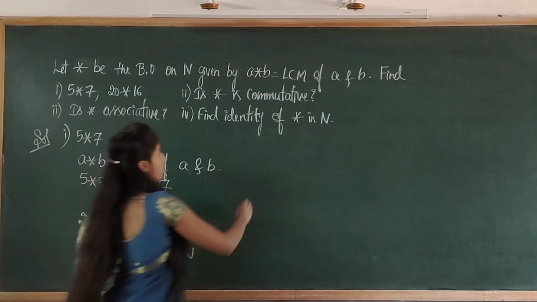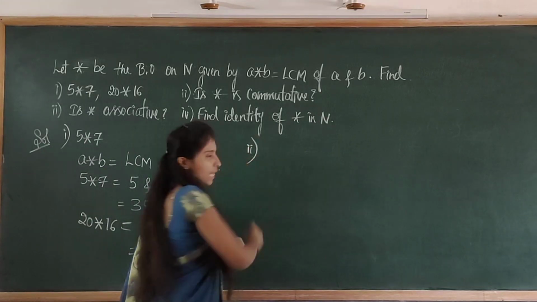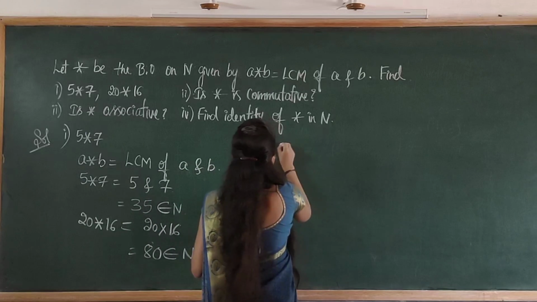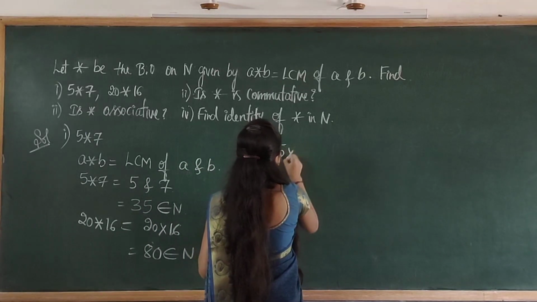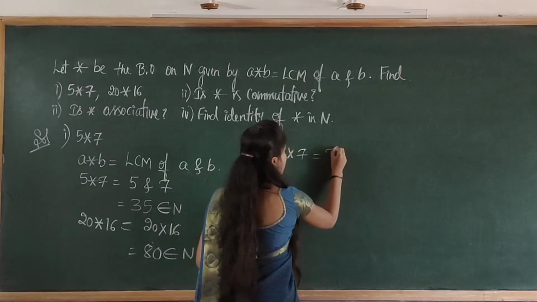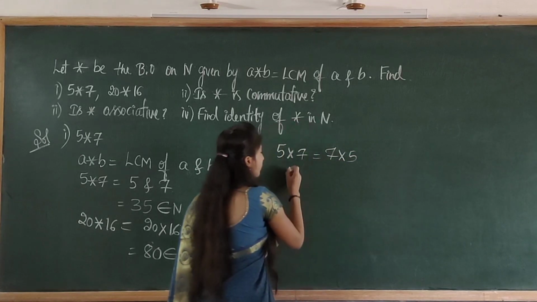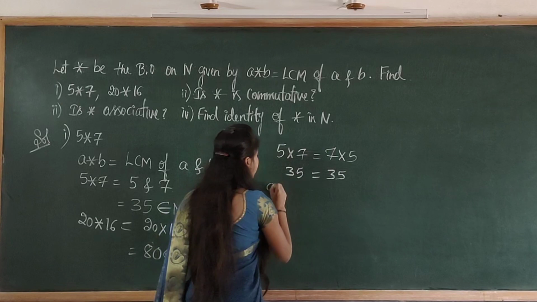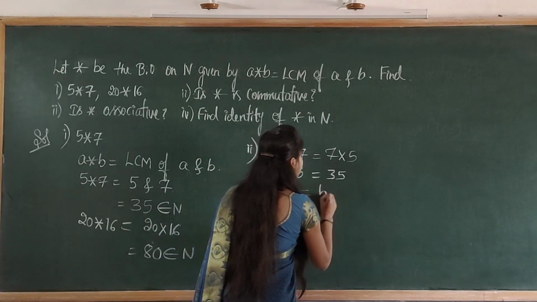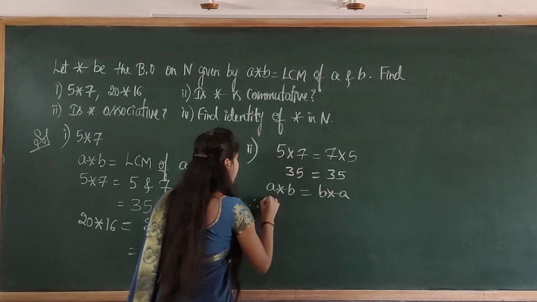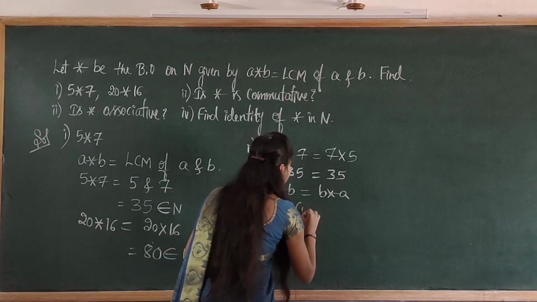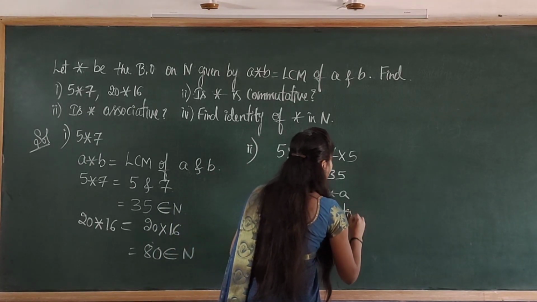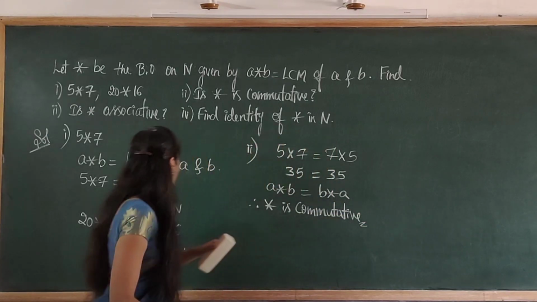Next we check the second one: is star commutative or not? Commutative means you take this one only: 5 star 7 is equal to 7 star 5. Both will get 35 is equal to 35 only, right? So A star B is equal to B star A. Therefore, star is a commutative binary operation. Next we check for associative.